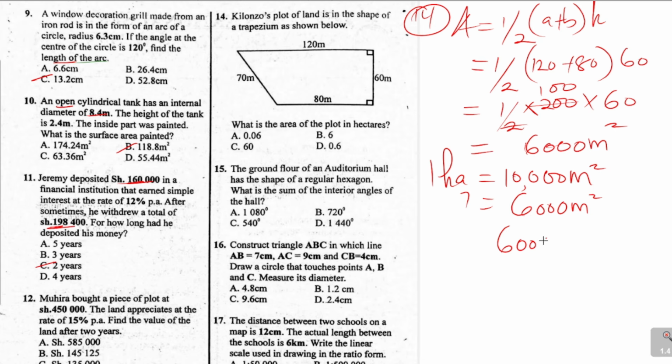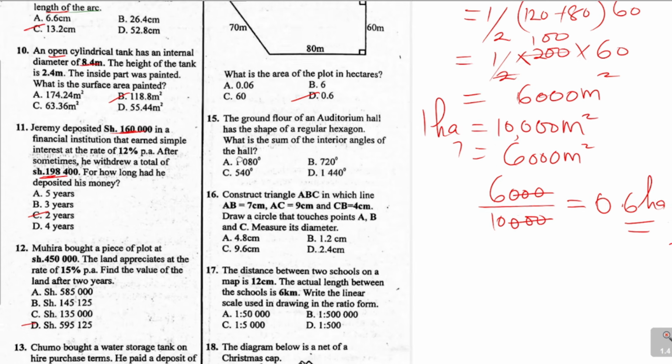So you simply divide 6,000 by 10,000, and these are 3 zeros. You remain with 6 divided by 10, which is 0.6 hectares. So that is how we're supposed to do it. We go to the next question. The next question is question 15.